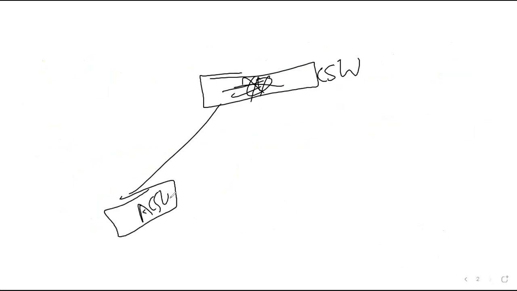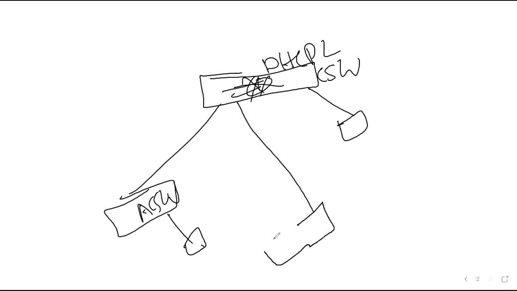Like this, the design could be: this is the core switch, and you have an access switch. Here you have a system, here you have a system, and DHCP is located here. So if you have n number of access switches and systems underneath those, the gateway or the routing functionality would be applied in the core switch.